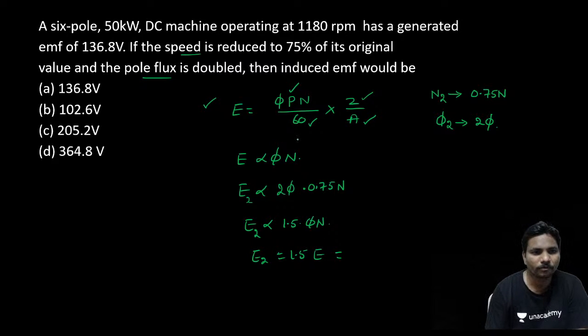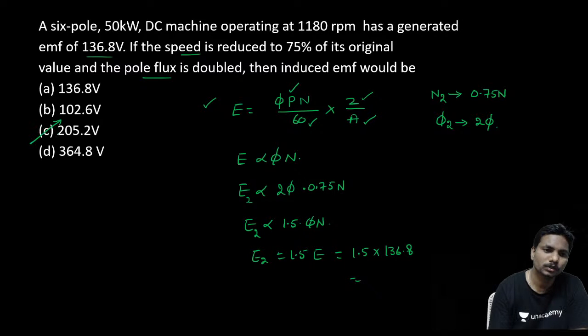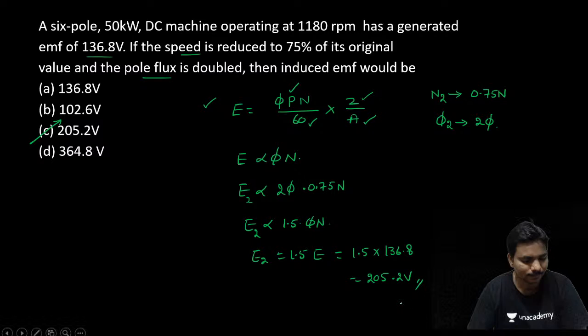So previous EMF what they have given is 136.8. 1.5 times of the 136.8, so that is 200 something. They have given only one option, so directly we can get the answer as 205. No need to calculate.